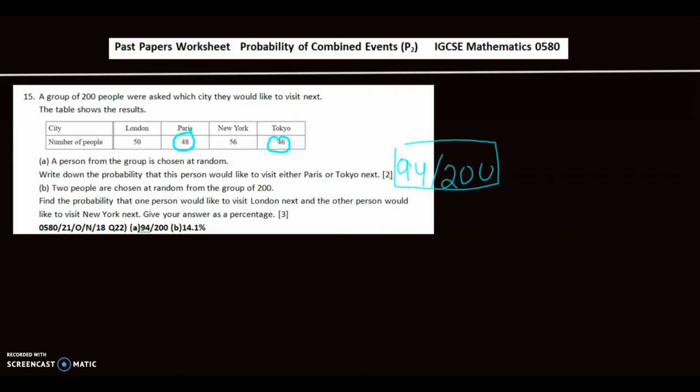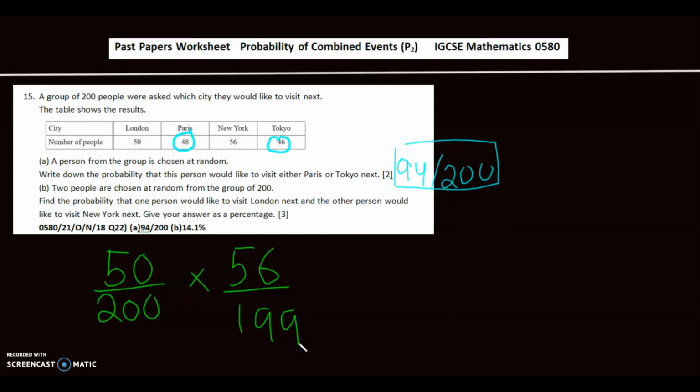So let's find the probability that one of the persons chosen wants to visit London. So 50 people in total want to visit London, and we have a total of 200 people. Okay, so that's the probability that the person wants to visit London, and the other person, and means multiply, would like to visit New York next. So the total people wanting to go to New York is 56, and now the total number of people left would be 199 because we have already chosen a person who wants to go to London.